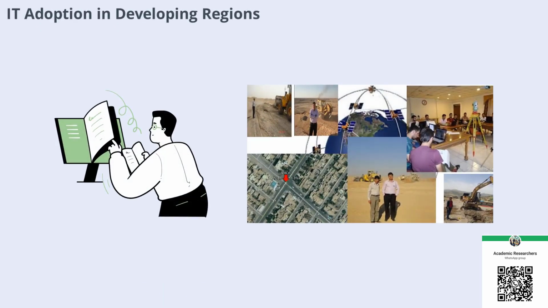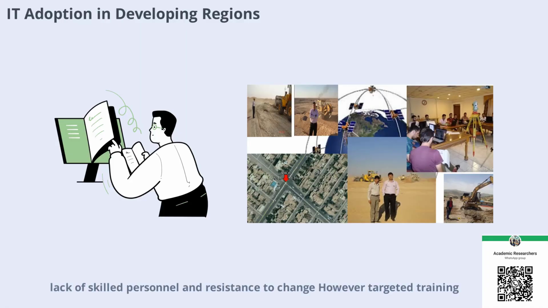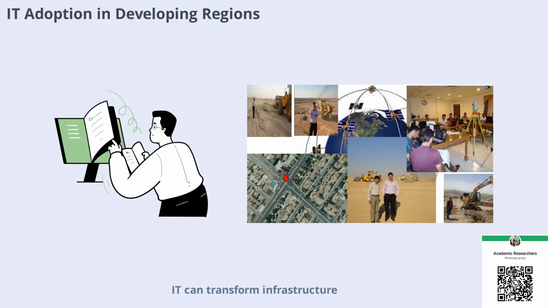Adopting advanced IT and civil engineering is challenging in developing regions due to limited budgets, lack of skilled personnel, and resistance to change. However, targeted training, phased technology integration, and government support can accelerate adoption and deliver significant benefits. Case studies from Malaysia, India, and Turkey show that these strategies improve project quality and efficiency. Kurdistan's experience demonstrates that with the right approach, it can transform infrastructure development even in resource-constrained environments.